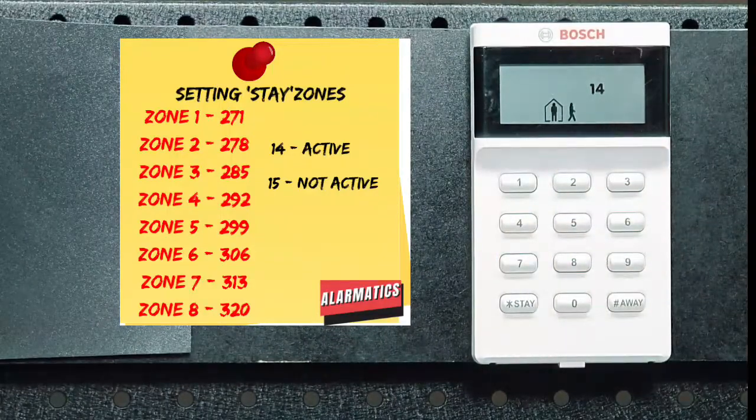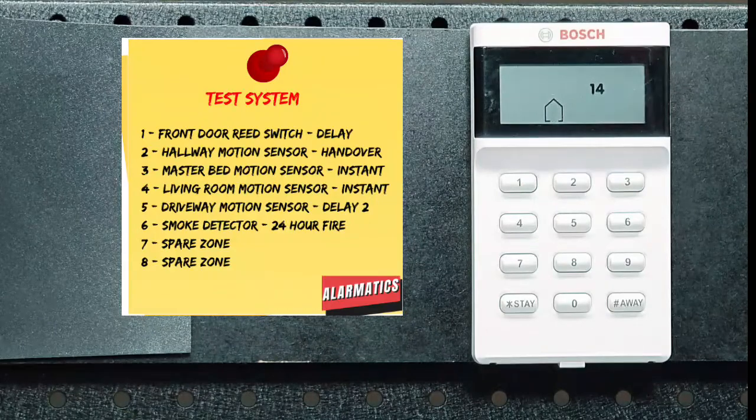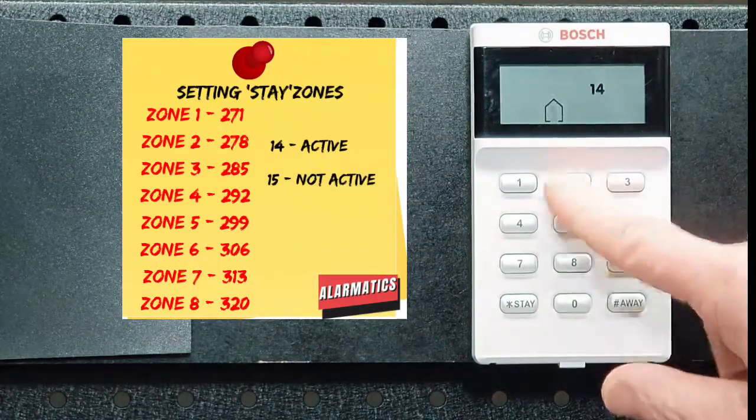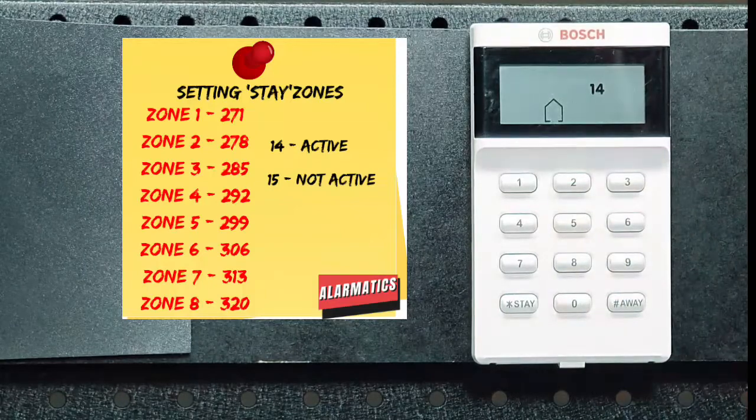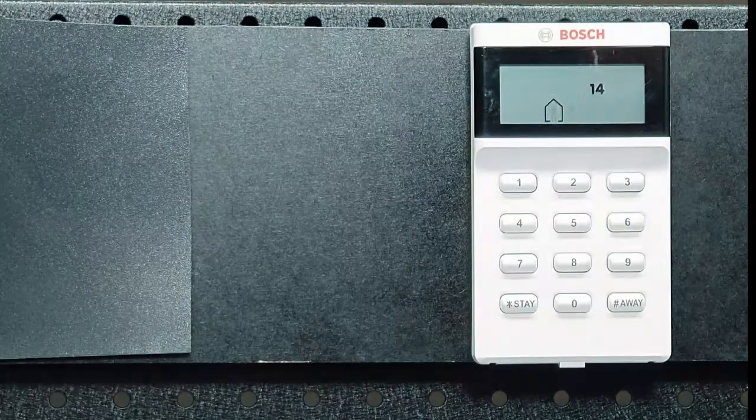And you can see that it's set at a 14, so it is also armed in stay mode. That's the hallway sensor, and that's fine. I'm going to leave that active in stay mode. Let's go down to 285, which is the setting for zone 3. That's also, out of the box, they all come out by default as armed in stay mode.